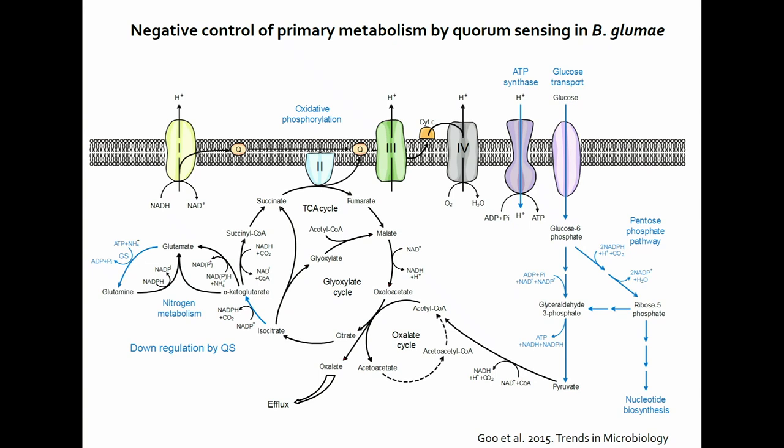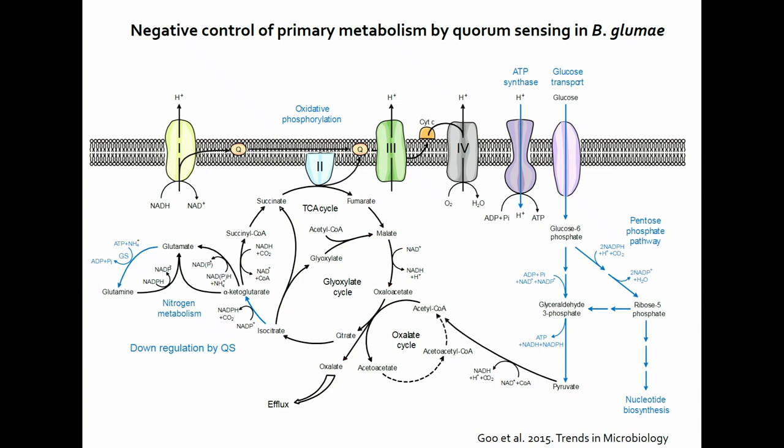So this is negative control of primary metabolism by quorum sensing in P. gloriae. This is the TCA cycle, and this is the glyoxylate cycle. This is the oxalate cycle. We call it the oxalate cycle because OVCA and OVCB use oxaloacetate and acetyl-CoA as substrates. It produces oxalic acid in here. Citrate synthase uses the same kind of substrate, but the enzyme does the condensation reaction.